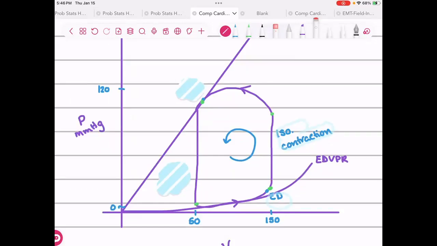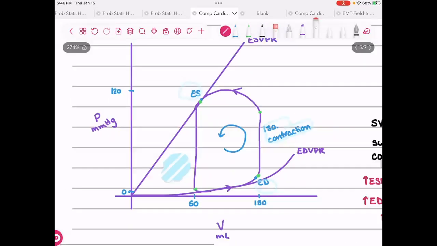If we move on, we can see over here, this is the end of systole. So what's happening over here? Well, the pressure is staying relatively the same. It's not changing too much, but our volume is going way down, in this case by 100 milliliters. So this is our ejection and our systole. After systole comes our isovolumetric relaxation. The pressure drops while the volume stays the same, and then the cycle repeats itself.